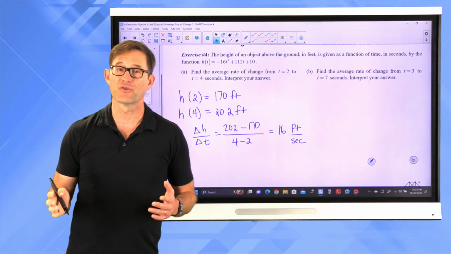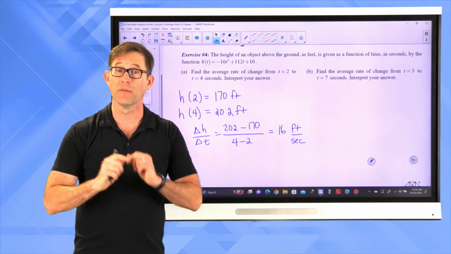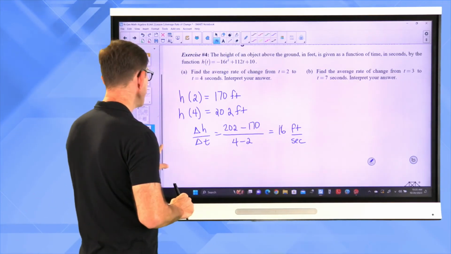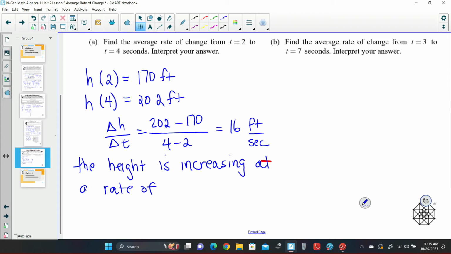Now, how do I want to interpret this? Well, the rate is positive, all right, which means the height must be increasing. So specifically, the height is increasing at a rate of 16 feet per second.